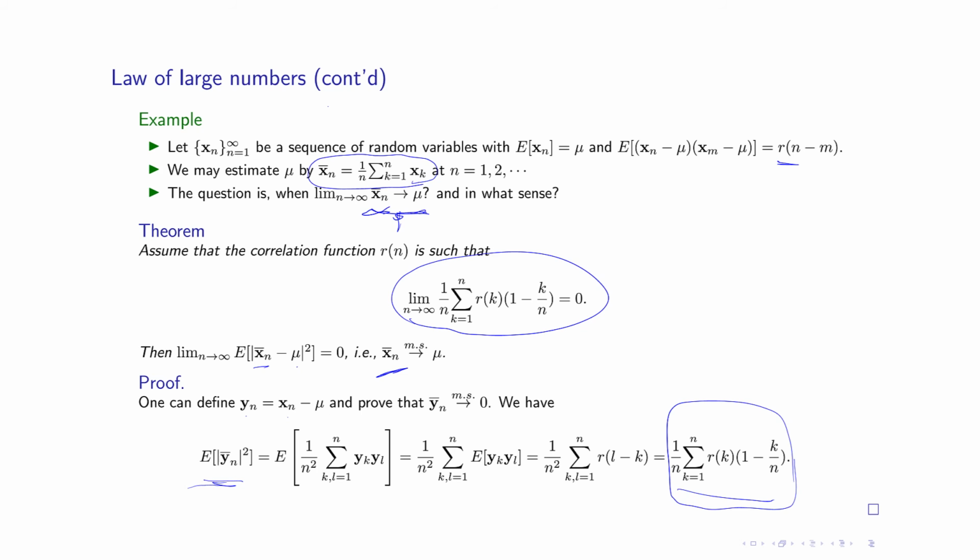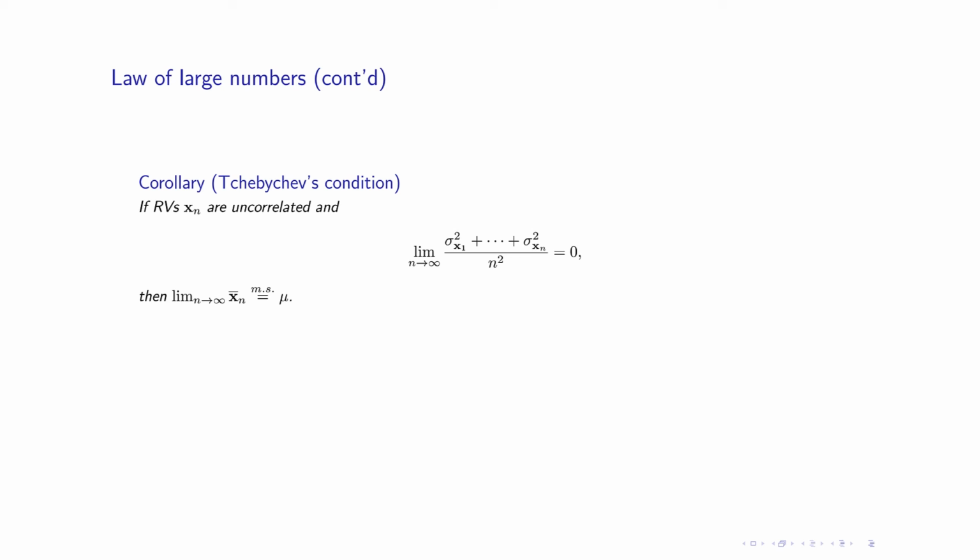So in this theorem, if your random components X_n are uncorrelated, or if this function is zero except when m and n are equal, then you can simplify to the Chebyshev condition, which becomes this one. This means that if the sum of the variances divided by the square of the number of samples has a limit of zero, then your sample mean converges.